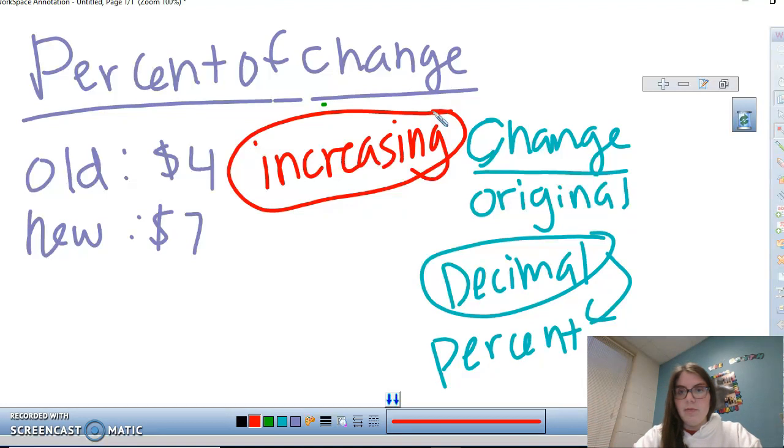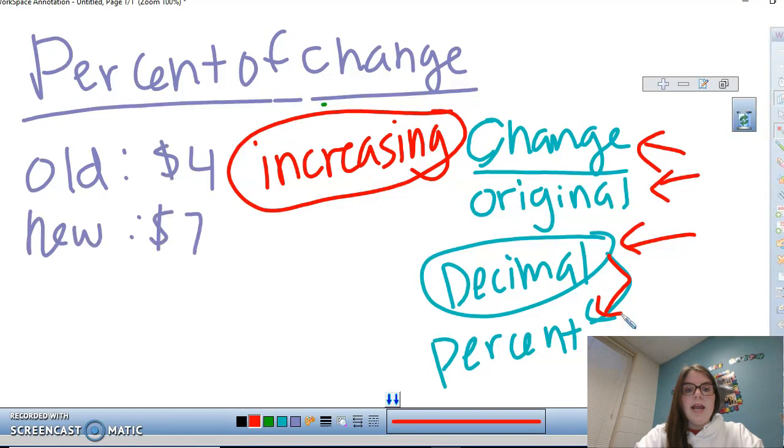Okay, so then to find the percent, you're going to divide the change you have by the original amount, and that's going to give you a decimal. And then you're going to go ahead and change that decimal to be a percent because we're looking for the percent of change. So if I'm looking at from $4 to $7, I know that it changes by 3.